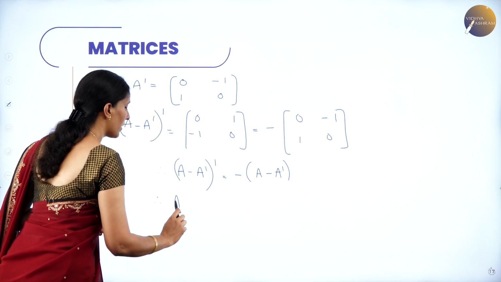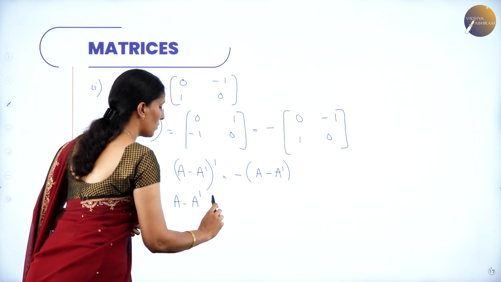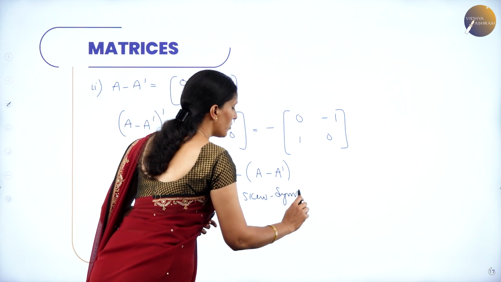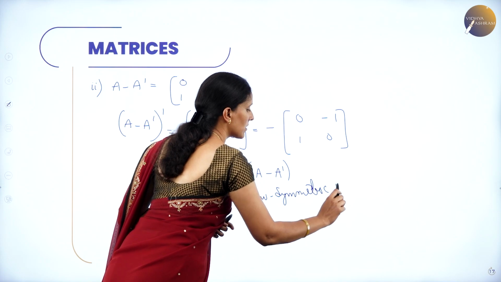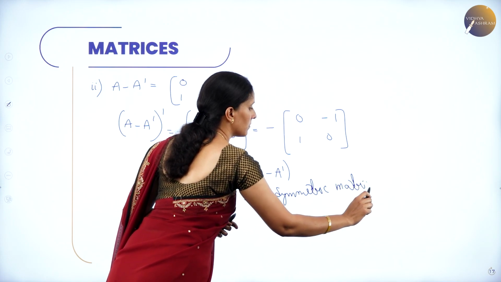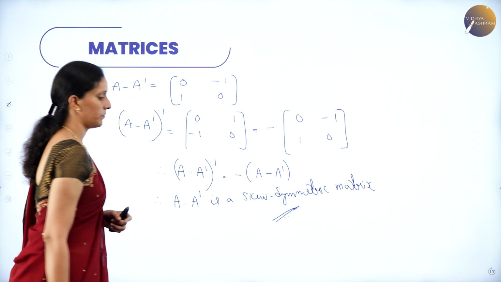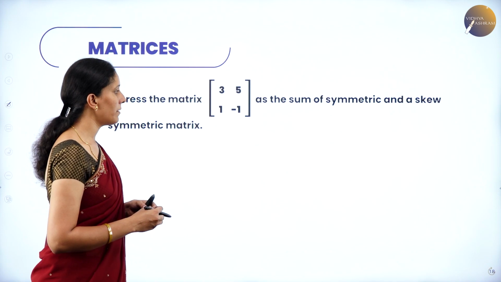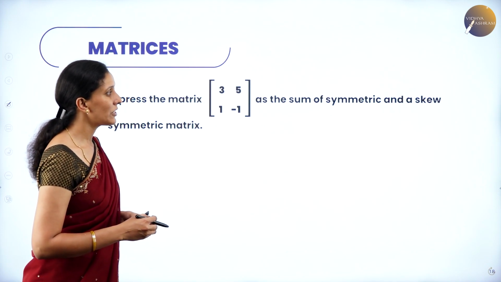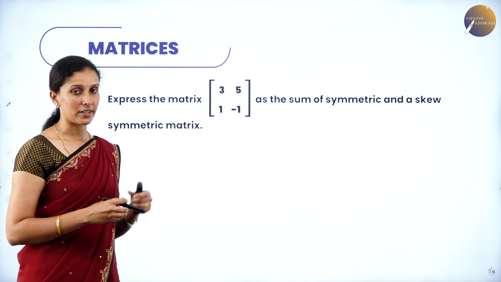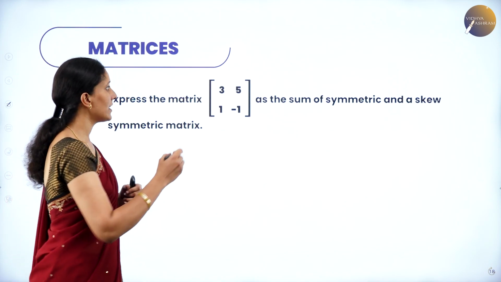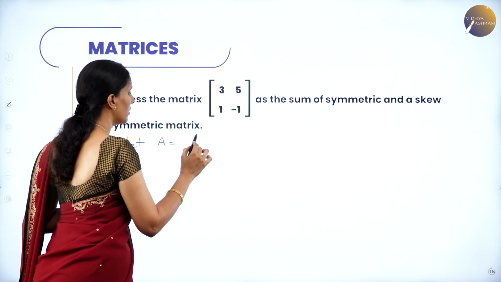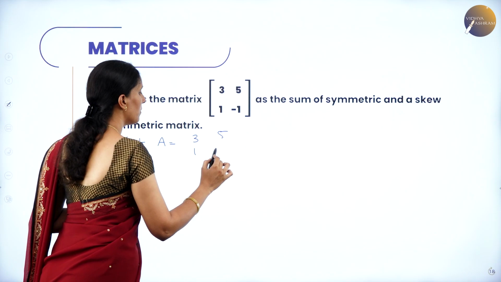So therefore, A minus A transpose is a skew symmetric matrix. Next problem we have. Express the matrix 3, 5, 1, minus 1 as the sum of a symmetric and a skew symmetric matrix. So this is the theorem 2. I already said, let matrix A is equal to 3, 5, 1, minus 1.